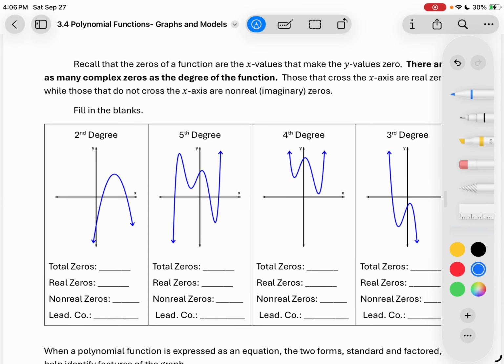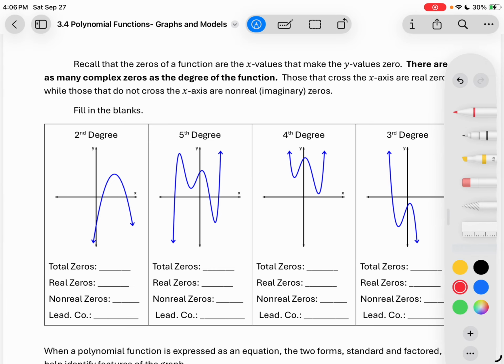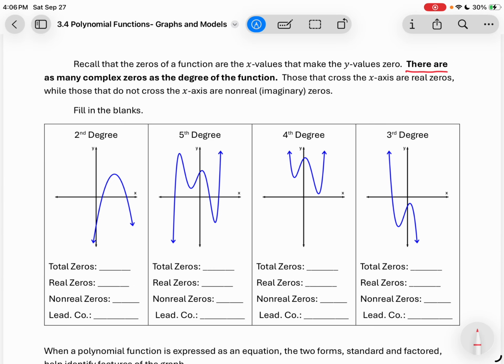And this is important. If we read this statement here, it says there are as many complex zeros as the degree of the function. If you remember the word complex, it doesn't necessarily mean something's difficult here in the mathematical context. It's talking about complex numbers, a real number plus an imaginary number, a plus bi. So when you add up the real zeros and the non-real zeros, there are as many as the degree of the function. So if you take a look at this first one, it is degree 2.